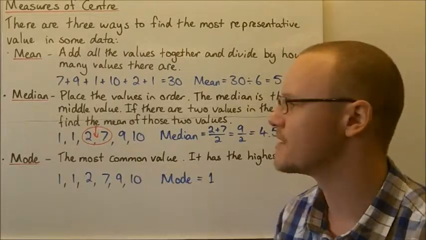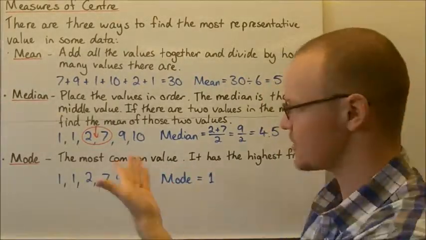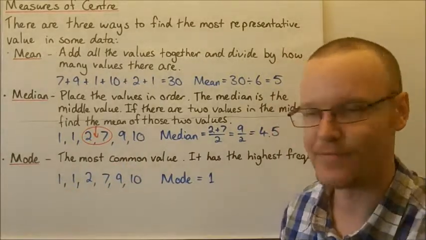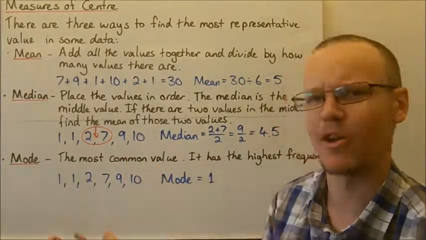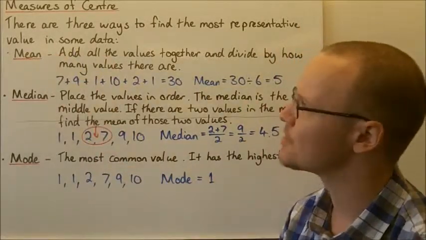A la mode means in the style of the day, in the common style. So mode means common. It means it's the most common value, the commonly occurring one. Okay, so there are 3 different measures of centre.